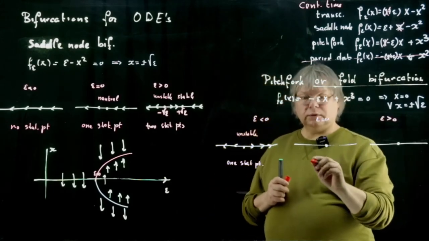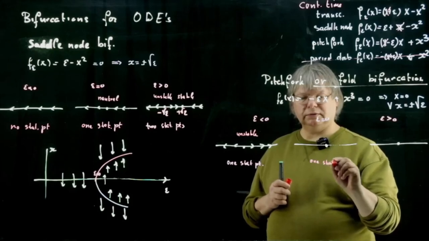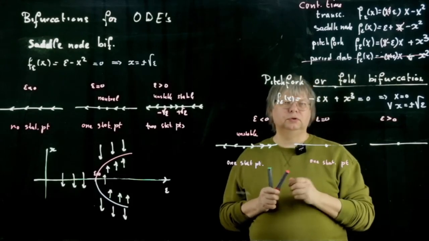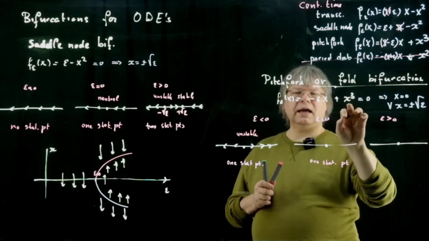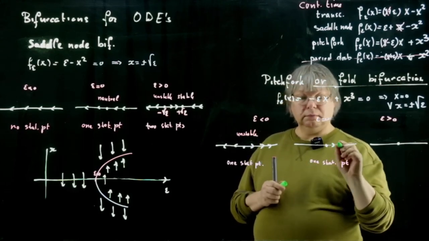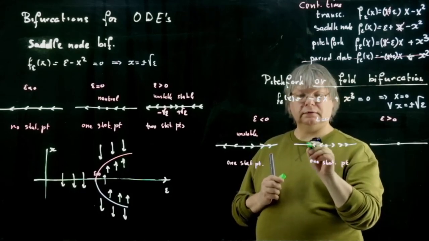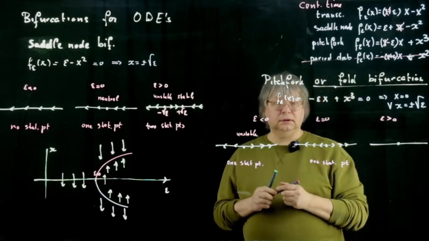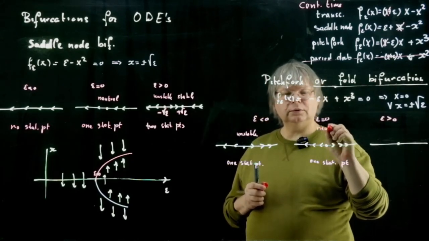If epsilon is 0, then we still have one stationary point. And now let's look at the arrows. This term is 0 because epsilon is 0. For x positive, this is positive. Maybe not as positive as over here, but still positive. And if x is negative, this is negative, so this is still unstable, but in this case, neutrally unstable.